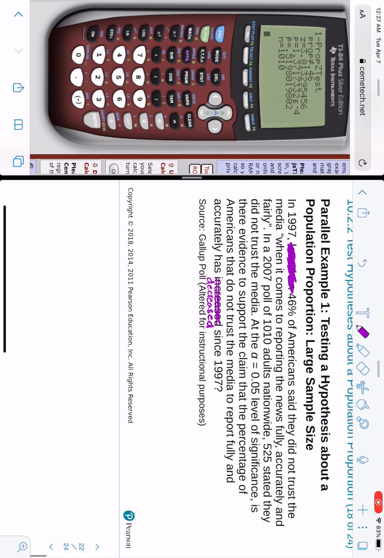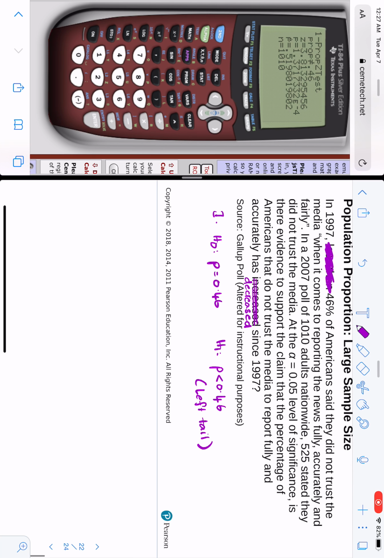So here we are starting with the null, which is p equals 0.46, and the alternative: since 1997, that original value of 0.46 has gone down. It's decreased since 1997. So the alternative here is p less than 0.46. This would indicate a left-tailed test.